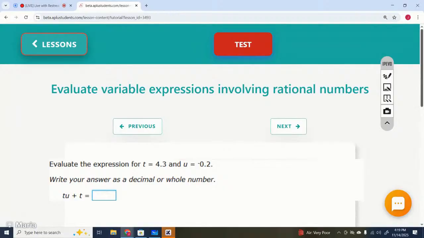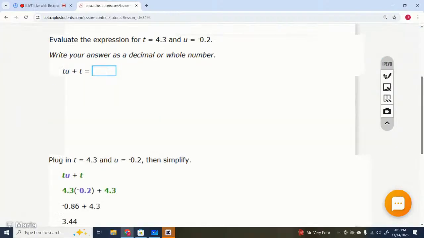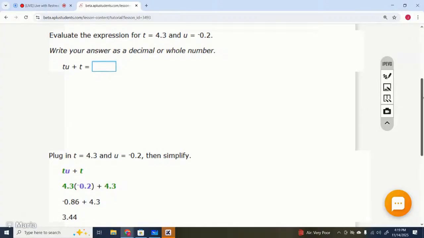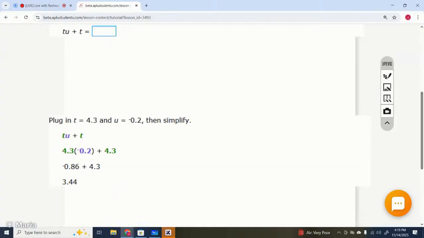Evaluate the expression for t equals 4.3 and u equals negative 0.2. Write your answer as a decimal or whole number. The expression you are given is tu plus t. You simply have to plug in the values of the variables, replacing t with its value and u with its value. So that is 4.3 times negative 0.2 plus 4.3.